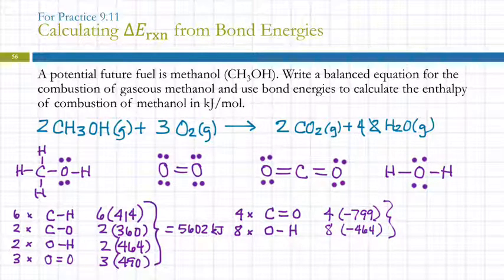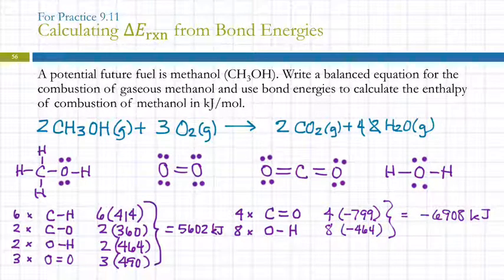We add these together. 4 times negative 799 plus 8 times negative 464. This gives us negative 6908 kilojoules. So we have to put this much energy in, and we get this much energy out. It's a little bit like a monetary investment, a financial investment. You have to put some money out there, but then you get back more than you paid in.